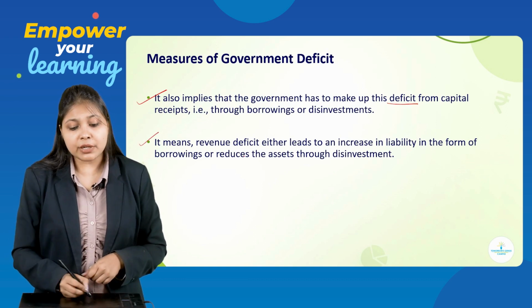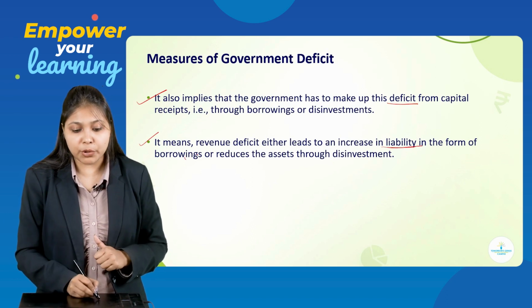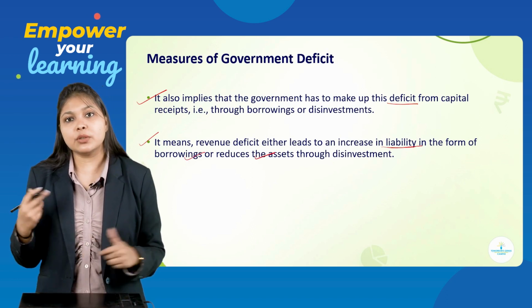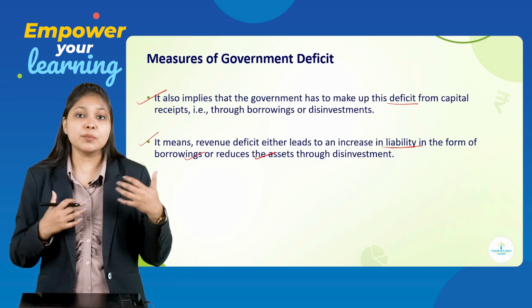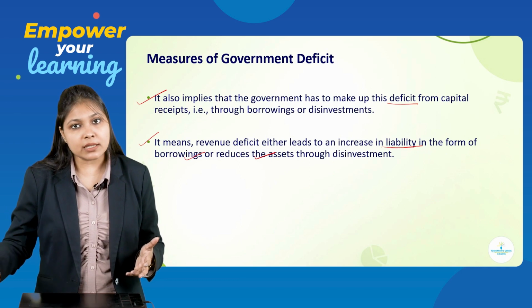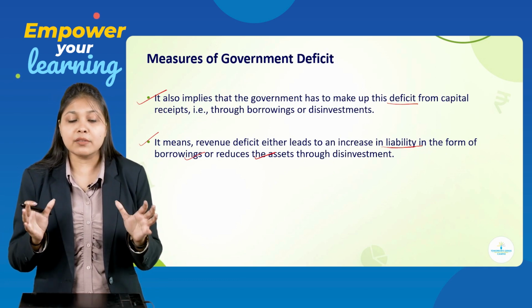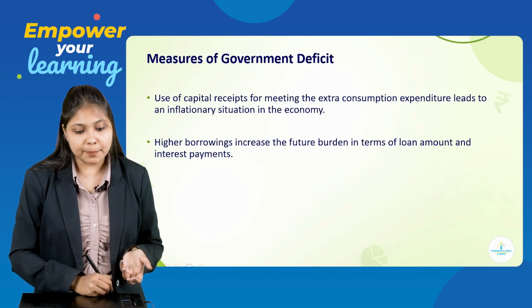Revenue deficit either leads to an increase in liability, as I already said, in the form of borrowings, or it will reduce the asset through disinvestment. If the government does borrowings, it will create liability on the government. If the government is doing disinvestment, it will reduce the asset of the government. In both cases, there will be some or the other problem taking place.